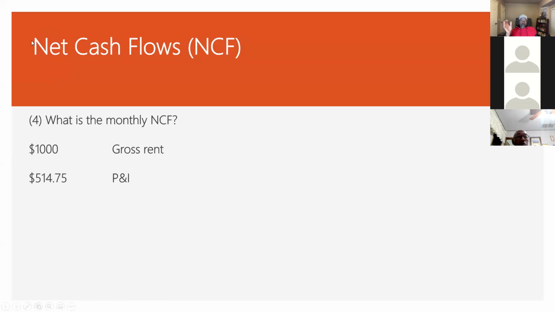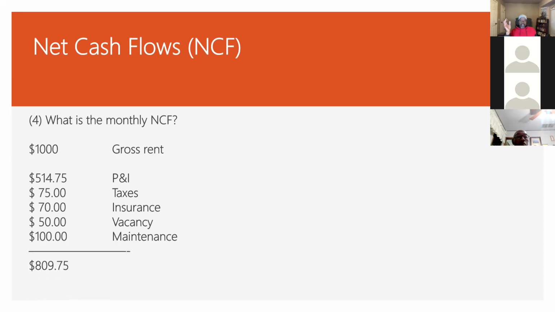We just figured out what the principal and interest is, because I said if you don't have that spreadsheet, I'll help you. All you got to do is plug in the amortization amount, what the interest rate is, and how long you're going to be financing it over, and it'll give you this number. You need that, I'll give it to you. We're assuming the taxes are $75 a month, insurance is $70 a month, vacancy is $50 a month, maintenance is $100 a month. So the total that we're going to be paying out, or that the tenant's going to be paying for us, is $809. So we subtract that from our $1,000, and that gives us our net cash flow. Any questions?